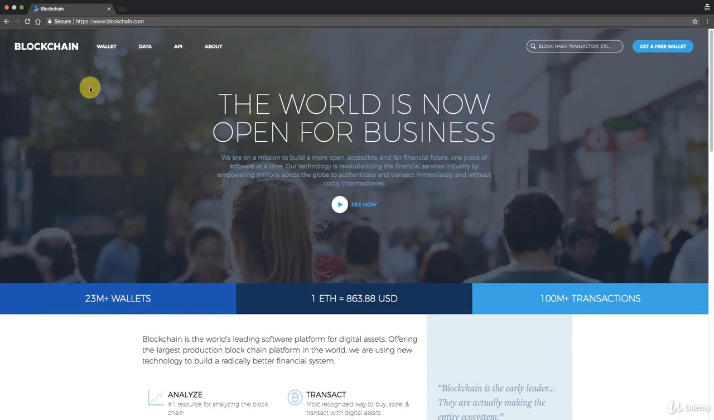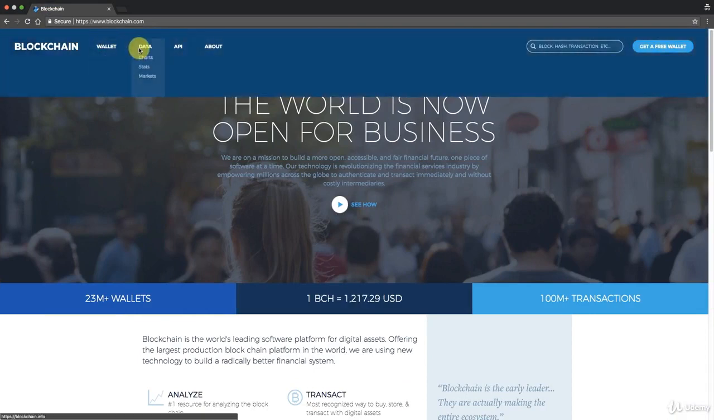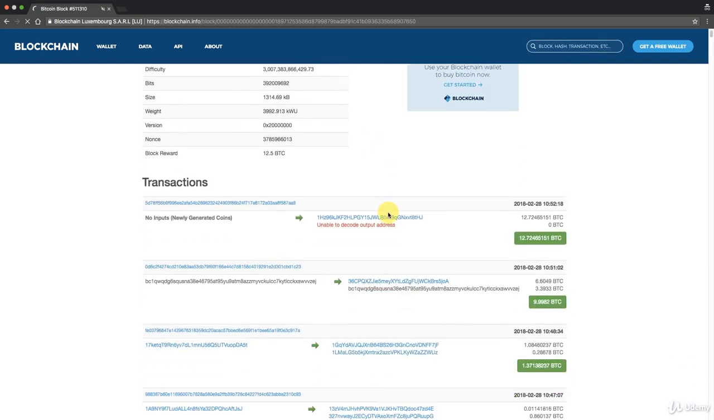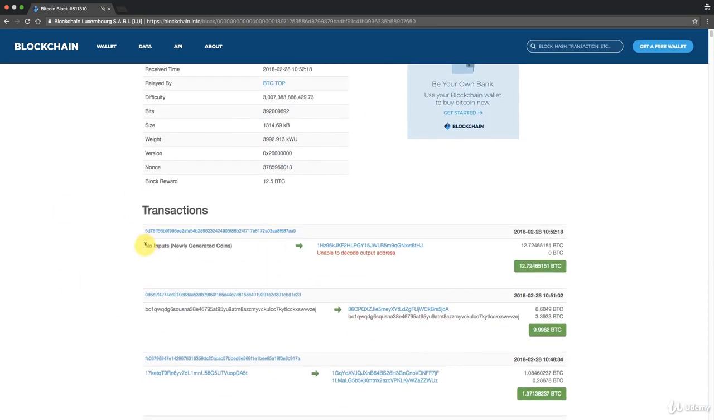All right, so I have the blockchain.com website here, and if we go to data, and then we pick any block, let's say the top block, and we go down, you'll see here the transactions. And so the first transaction, we haven't spoken much about this, but it's very easy. It's always the Coinbase transaction. It's a transaction that pays the miner the reward for mining this block, which is 12.5 Bitcoins currently.